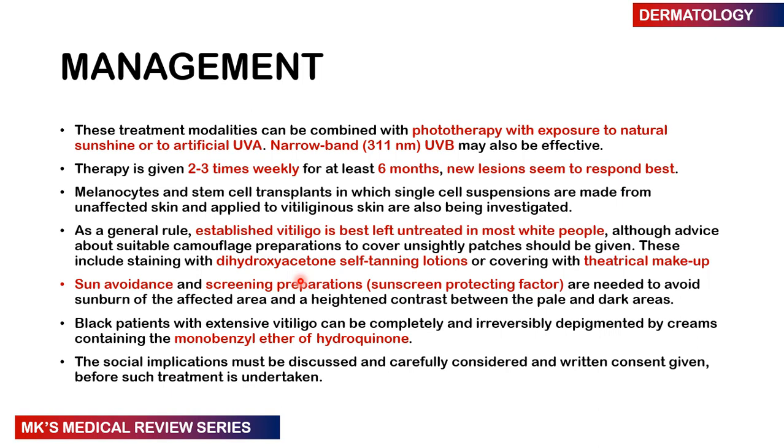Sun avoidance and also using sunscreening preparations, such as creams that have a sun protection factor, are needed to avoid any sunburn in that affected area, and a heightened contrast, because once you are exposed to the sun, the surrounding area is going to be much darker, and then that part will appear much paler than the surrounding skin. So for those darker individuals with extensive vitiligo, they may undergo complete, sometimes irreversible, depigmentation with certain creams such as monobenzyl ether of hydroquinone. But of course, this has certain social implications, and these must be discussed with the patient and carefully considered before the patient gives written consent that they can undergo the treatment and completely depigment their entire skin.